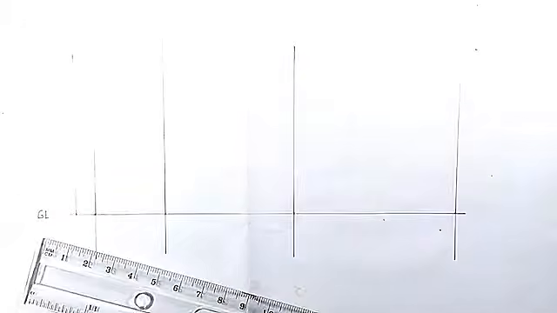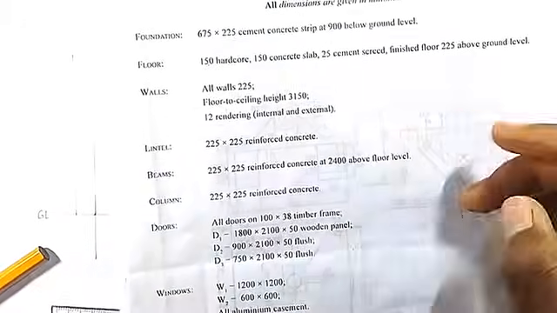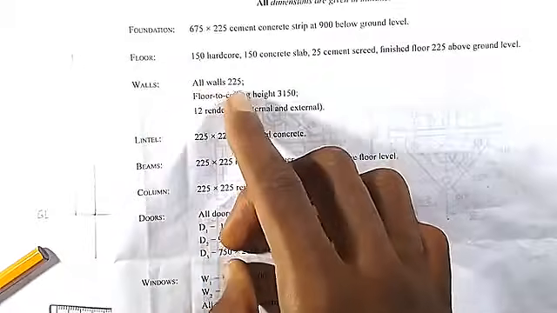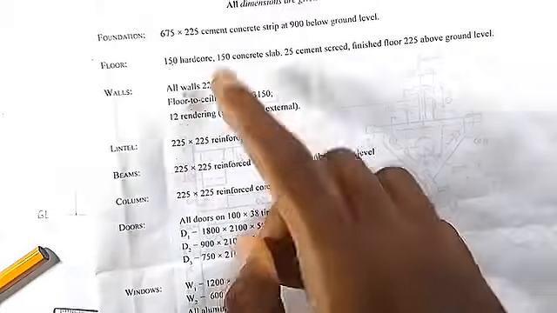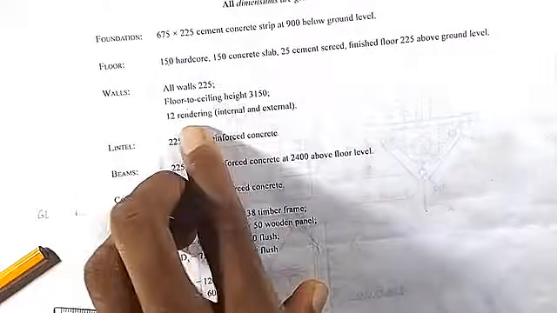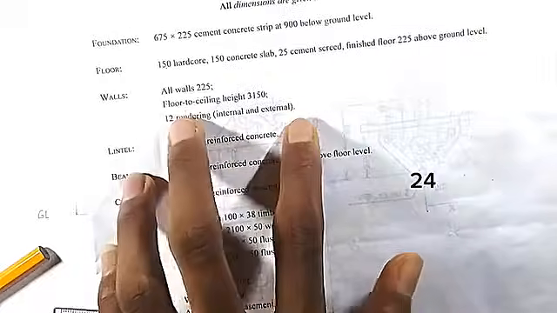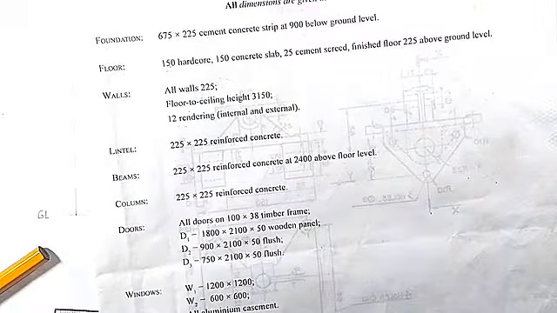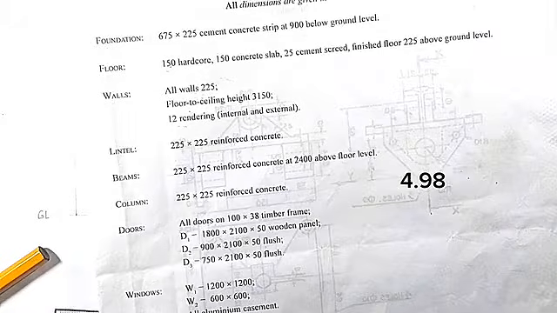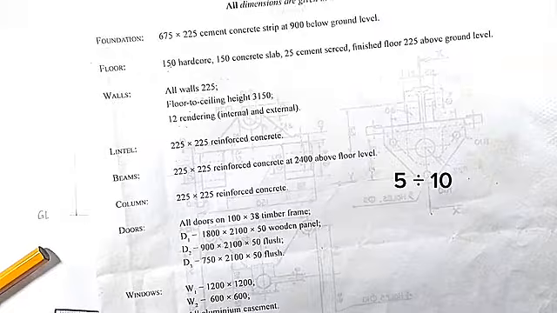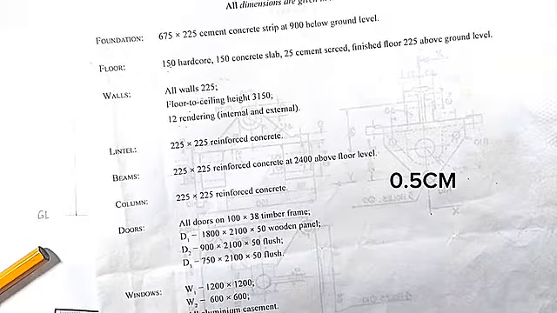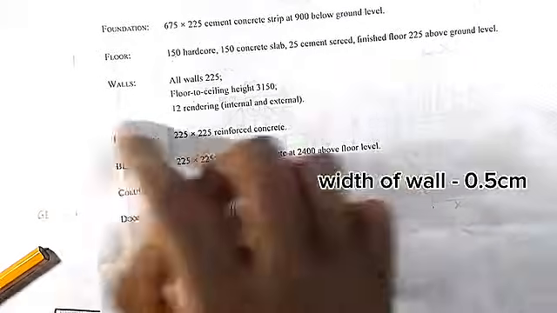Good. So after that, we are having the walls, all walls 225, with 12 framing internal and external on both sides. So the 225, we'll add it with the 12 framing, internal and external, both sides. So we'll add 12 plus 12, which is giving us 24, plus 225, it's giving us 249. So we divide by 50, giving us 4.98, approximately 5 millimeter. Divide by 10, giving us 0.5 centimeter. So the width of our wall is 0.5 cm.